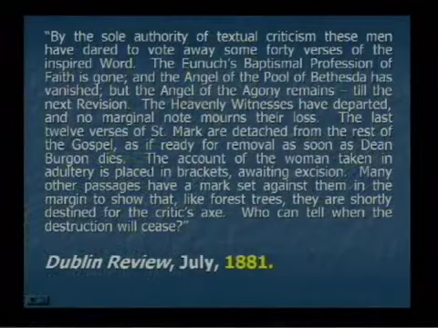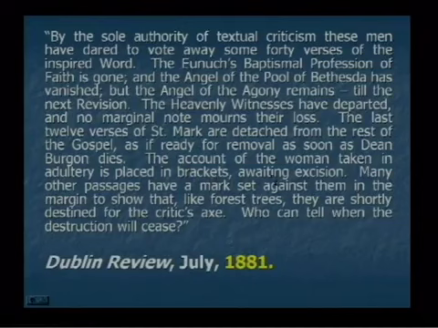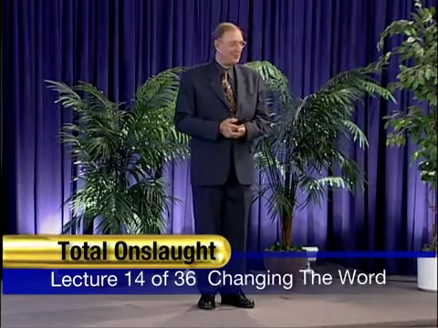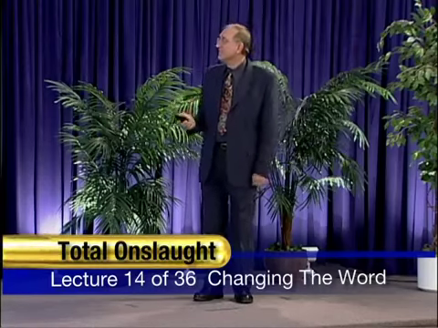And they surely have. The account of the woman taken in adultery is placed in brackets, awaiting excision. Many other passages have a mark set against them in the margin to show that, like forest trees, they are shortly destined for the critic's axe. Who can tell when the destruction will cease? That was in 1881, when they just started revising the Bible. Isn't that incredible? Well, let's see what the modern people say.